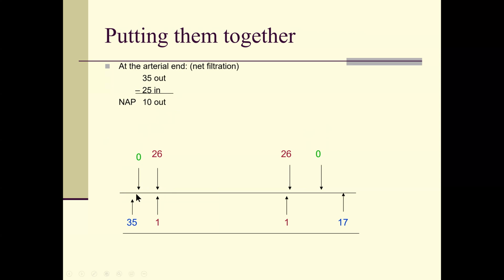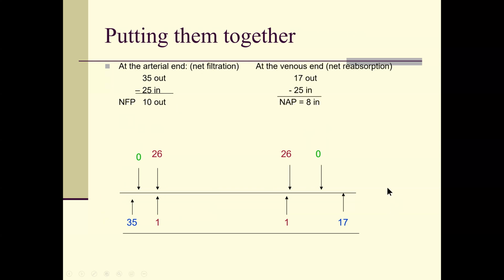We have 35 hydrostatic pressure trying to push the fluid out. We have a colloidal osmotic pressure of 26 inside the vessel trying to keep the fluid in, versus a colloidal osmotic pressure of 1 outside the vessel trying to pull the fluid out. 1 from 26 is 25, 25 from 35 is 10. Our net pressure is 10 out at the arterial side of the capillary.